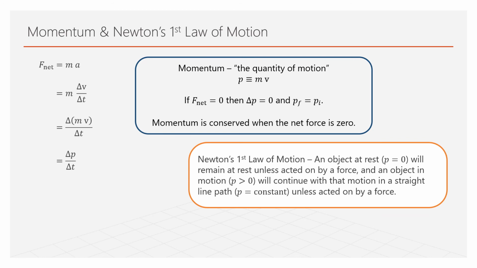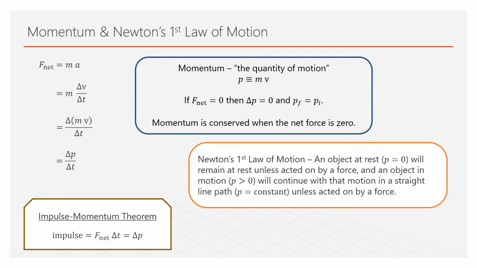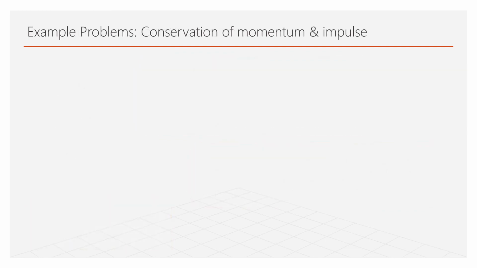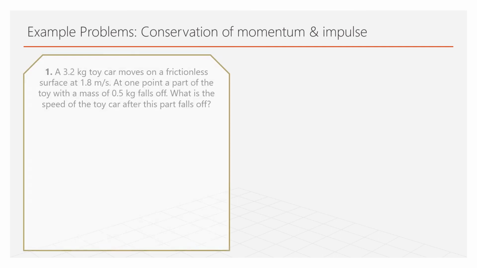We can now take Newton's second law and rewrite it. We'll take it and multiply both sides by delta t, and we get a new quantity called impulse, and that gives us the impulse momentum theorem. Impulse, which is force times the time interval, is equal to the change in momentum. Let's now do some example problems involving conservation of momentum and impulse.